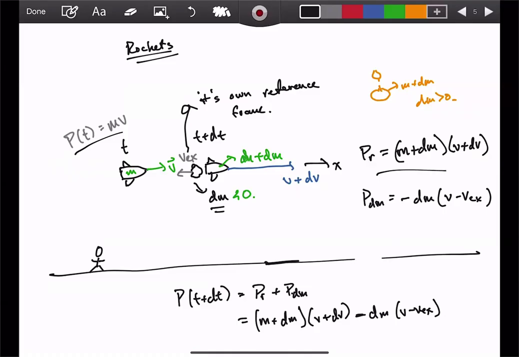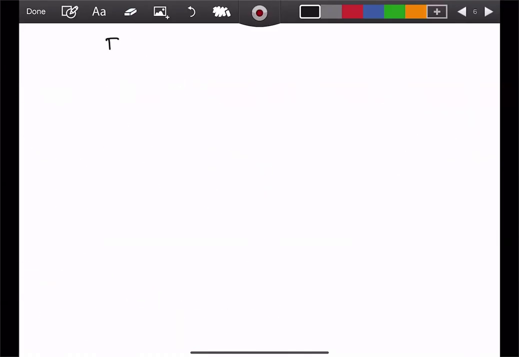So cool. Let's write that out a little bit more. My momentum at t plus dt is going to be, so let's multiply everything out. I'm going to get an mv plus a v dm plus an m dv plus a dm dv, and I'll come back to that in a second, minus v dm, or a plus in this case, since I have a minus, v expulsion times dm.